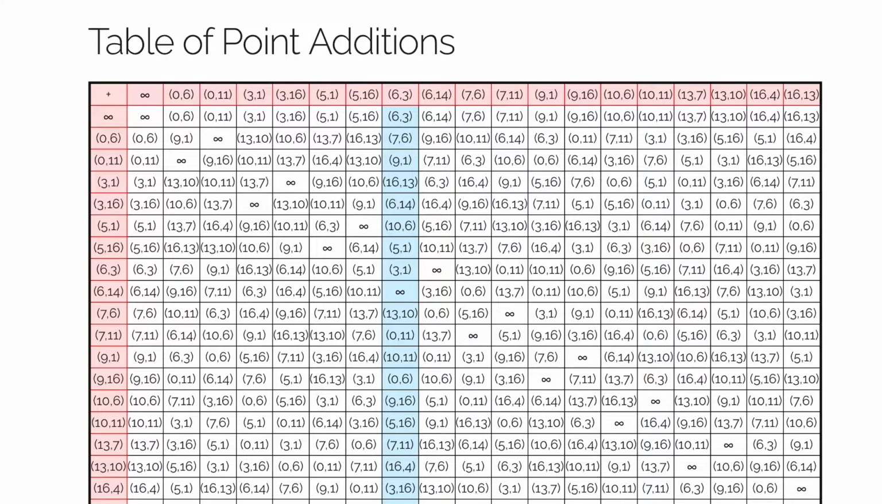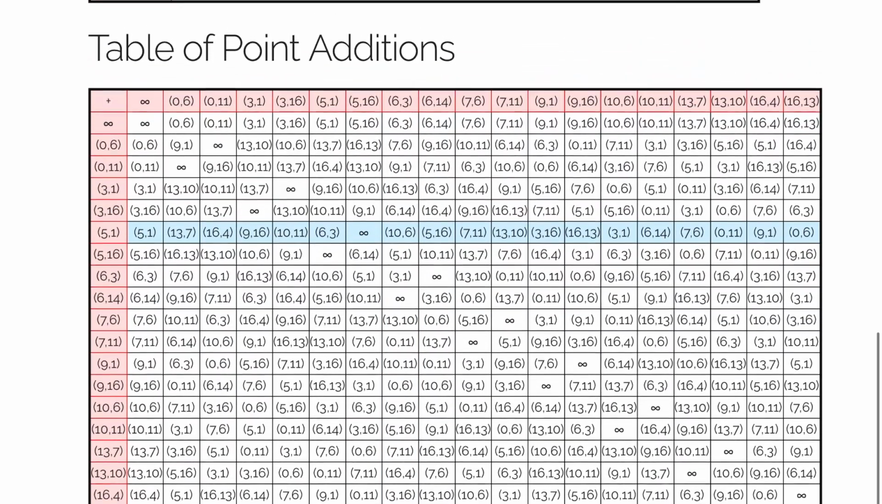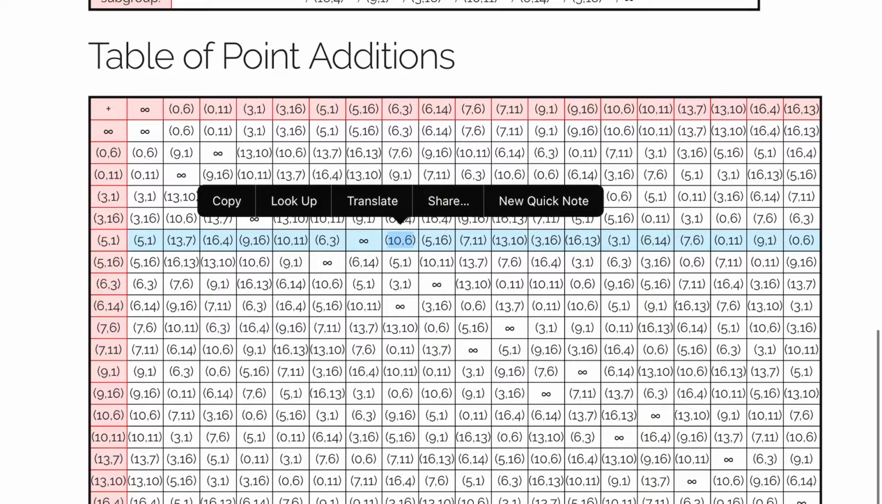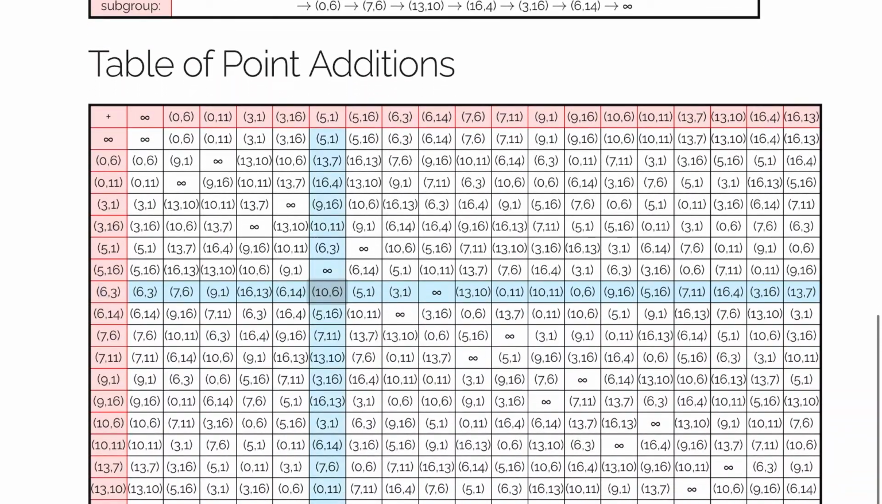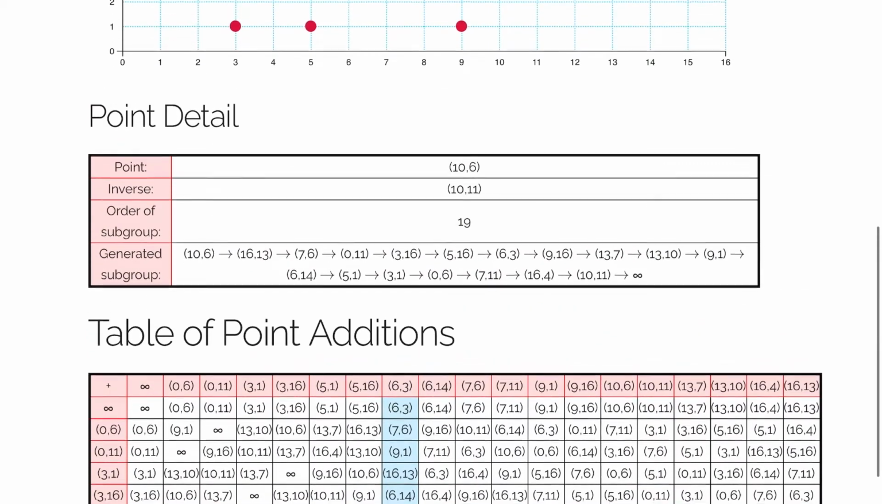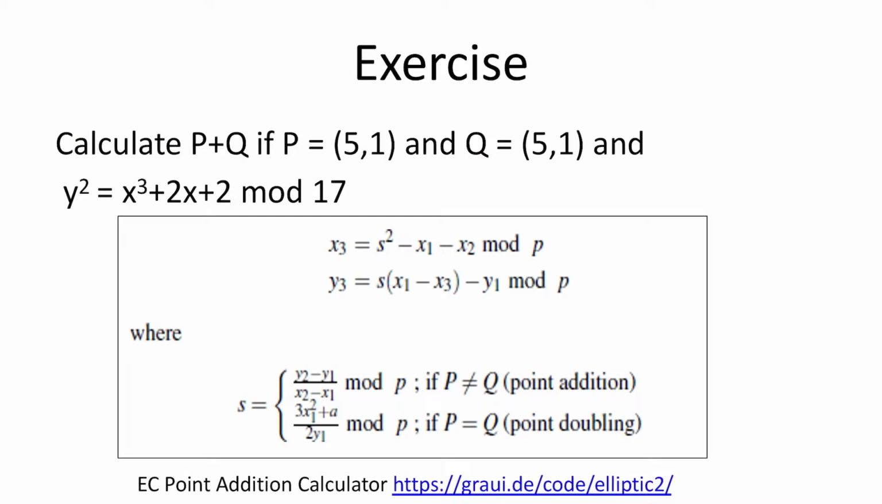Which point you use for the row label and which point you use for the column label is completely up to you, because P plus Q is going to be the same as Q plus P. It doesn't matter if you add (5, 1) plus (6, 3) or (6, 3) plus (5, 1). It's still going to give you the same resultant point. So (5, 1) and (6, 3) gives us (10, 6). Again, if I use (6, 3) as the row label and look at column (5, 1) right here, it's still going to give me (10, 6). So we get the same value using this calculator as well.